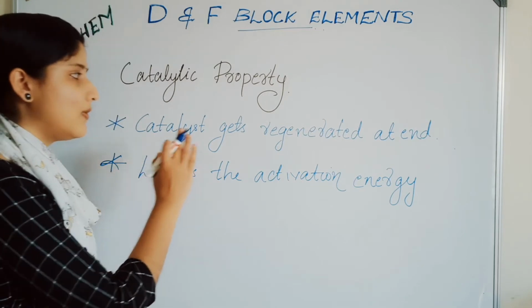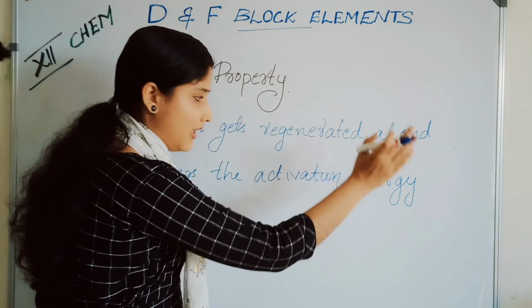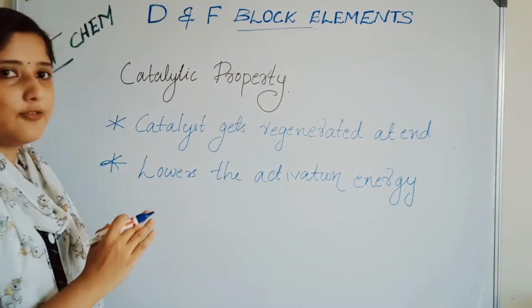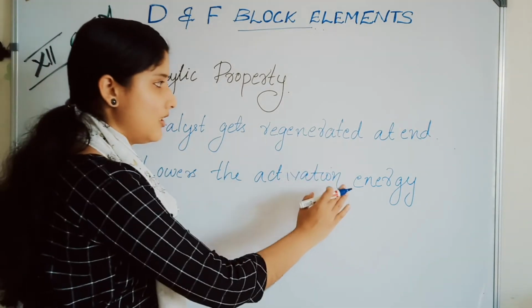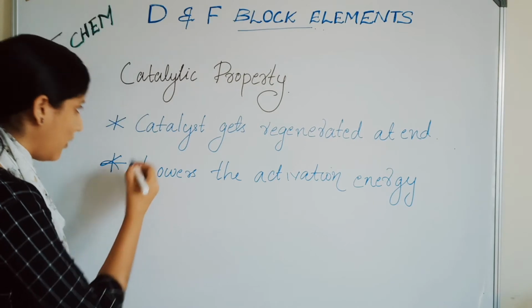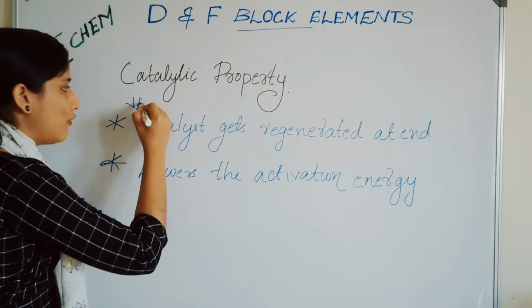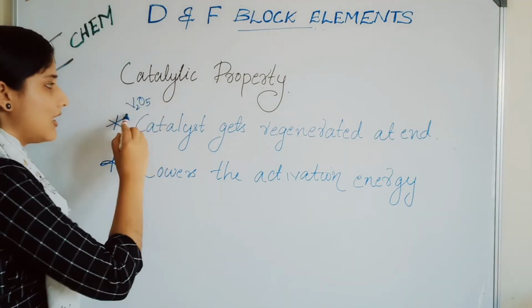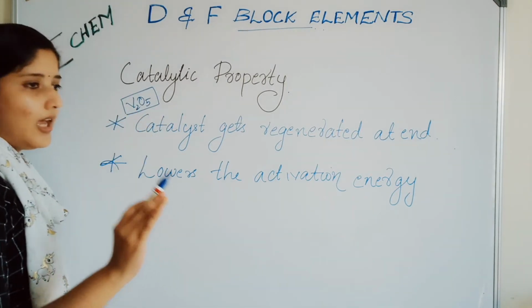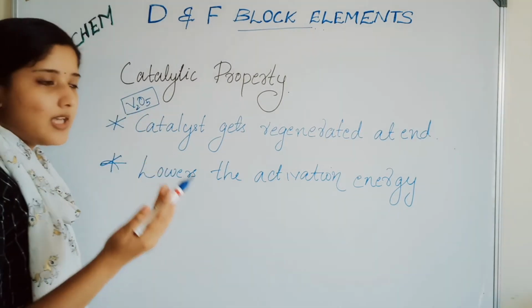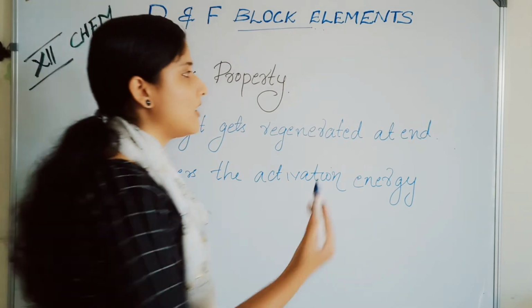The catalyst will get regenerated at the end of the reaction, and also the main function of a catalyst is that it lowers the activation energy. For the first point, consider V2O5, vanadium pentoxide. If it is a catalyst, it will get regenerated after the reaction, and the function is that it lowers the activation energy. How does it lower the activation energy?